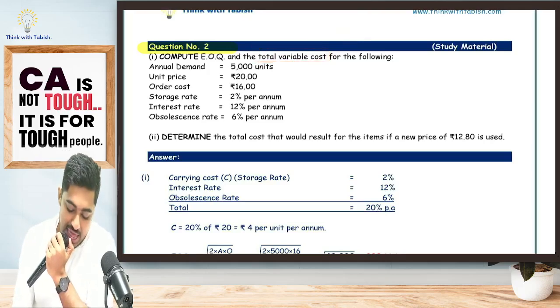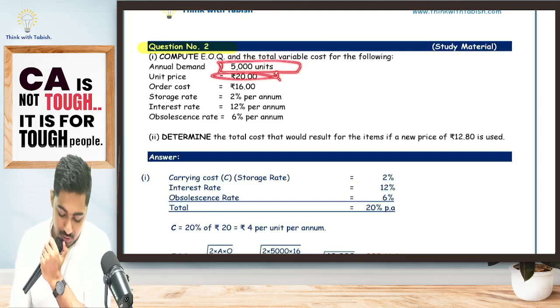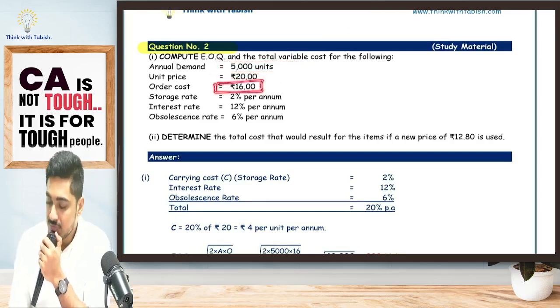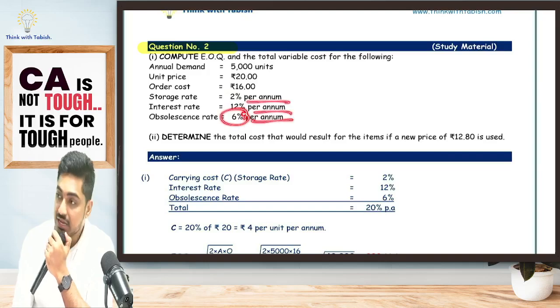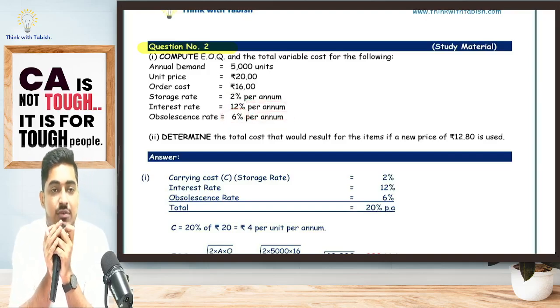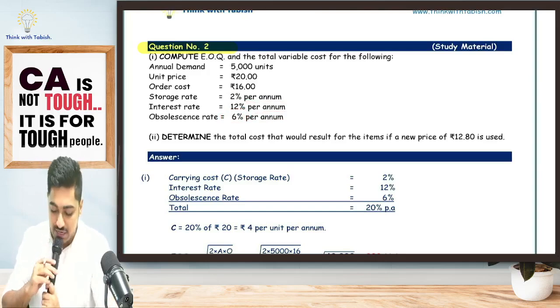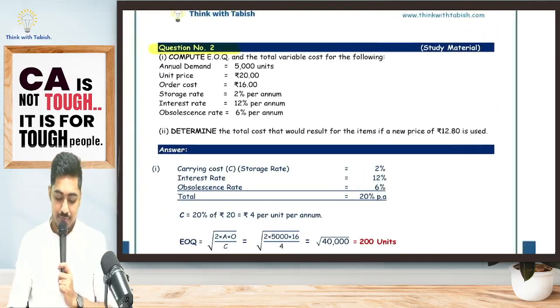Annual demand is 5,000. Okay, boss. Unit price, every unit I'm buying at 20. Good. Ordering cost is 16. Okay, fine. Storage is 2%. Interest is 12%. Obsolescence is 6%. Everything is per annum. Yes or no, everyone? So can we do the calculations quickly? Illustration number 4 for those who are referring to the study material. So look at this, everyone. Let's quickly try solving.